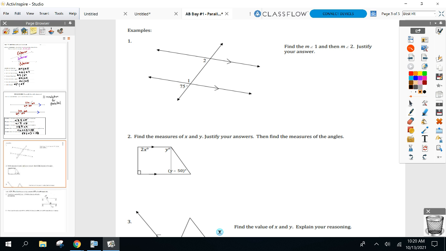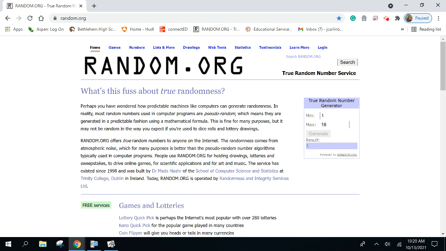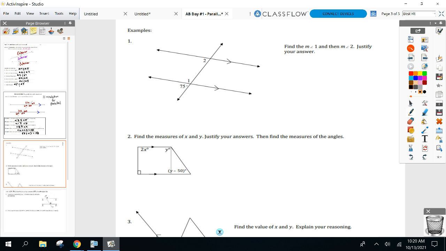All right, I don't care if we start with angle 1 or angle 2. Just tell me which one you know, and be able to tell me why in a minute. Molly, you know which angle you want to take? Angle 2. All right, go ahead. What's angle 2? 75. Good job. Angle 2 is indeed 75 degrees.